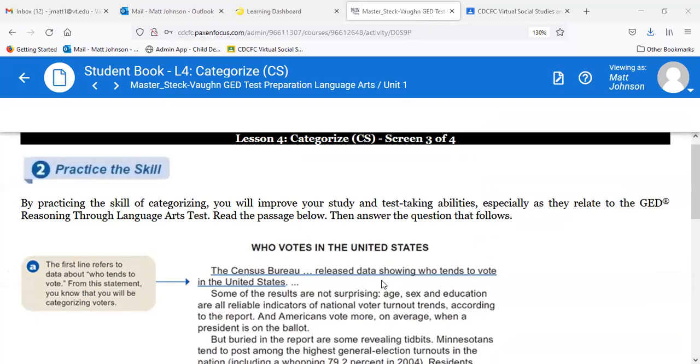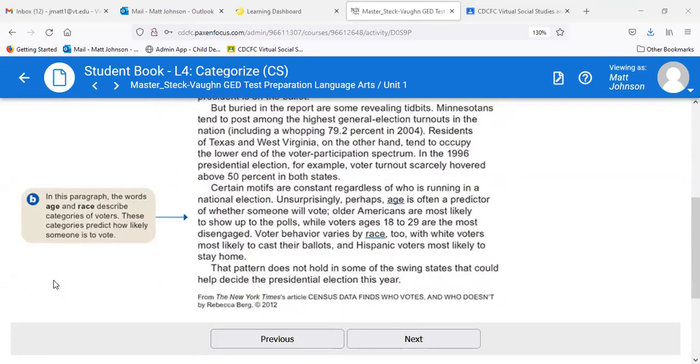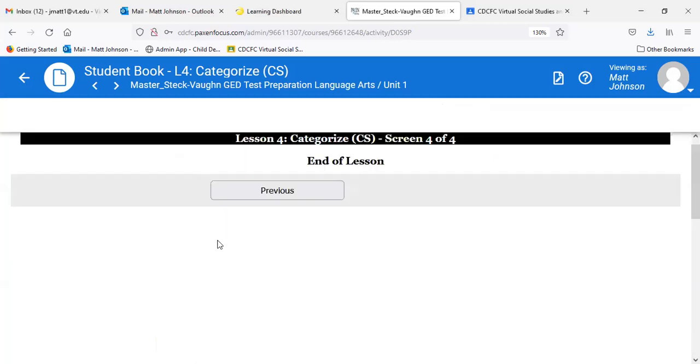Anyway, looking at our underlined sentence up here, our text box says the first line refers to data about who tends to vote. So we know from that statement that you're going to be categorizing voters. Again, just like I was talking about with the title, we're already clued in to what this data and the information entails. Our next little text box says, in this paragraph, the words age and race describe categories of voters. These categories predict how likely someone is to vote. I mentioned before with transition words and signal words, if you're categorizing information, that's the type of thing you're going to look for. In that same sense as a signal word, you'll look for things like age and race. That's how they're separating these classifications, by age and race. The title is a signal to let you know what we're categorizing. Okay, and that's the lesson.